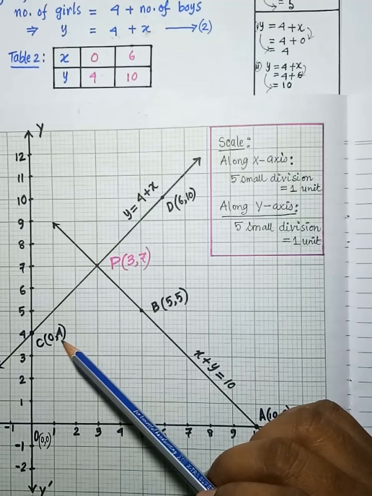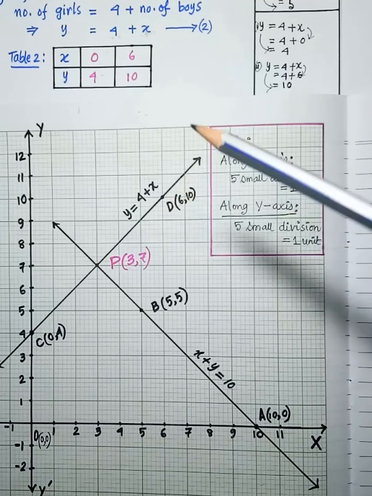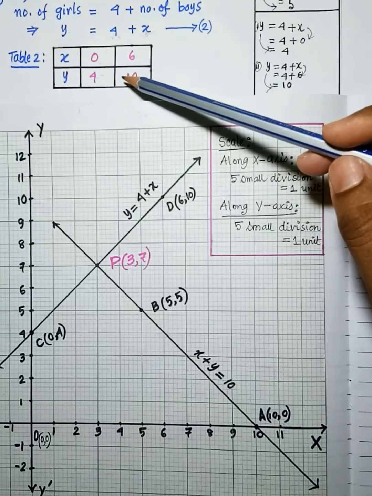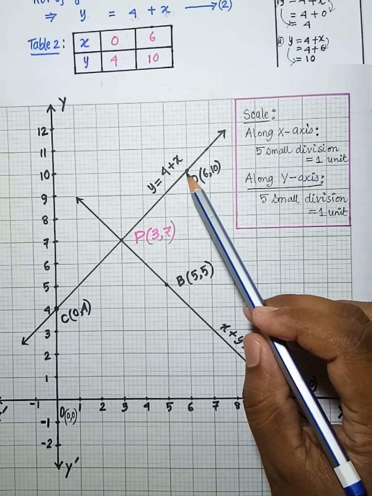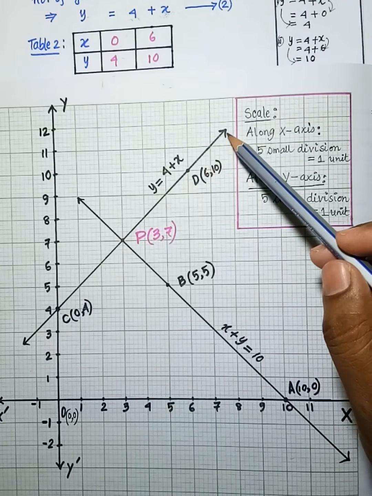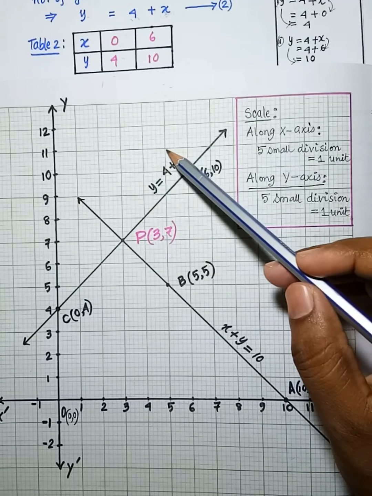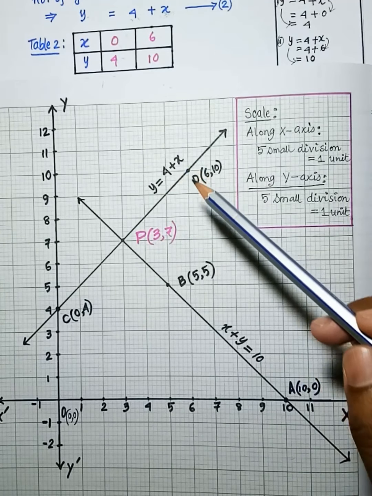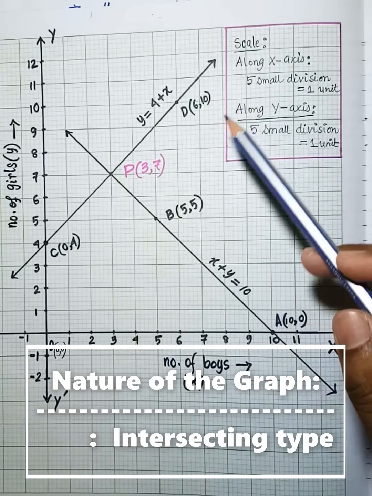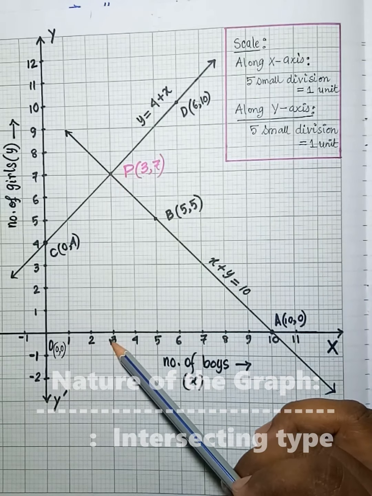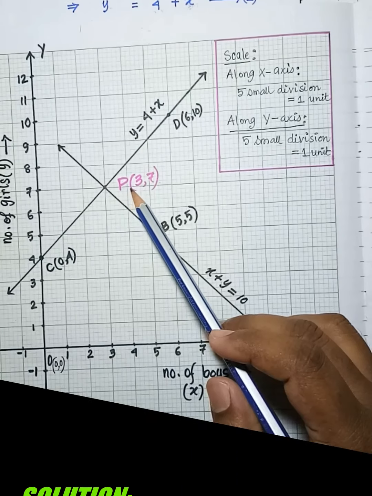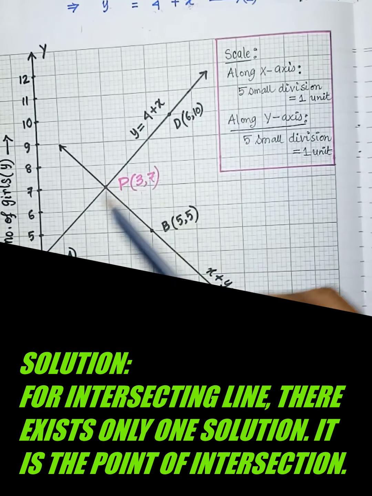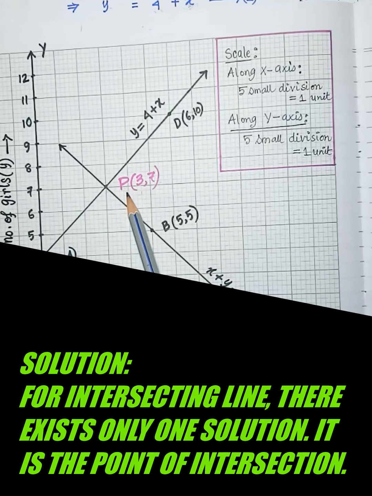C (0, 4) and D (6, 10) are the two solutions of equation 2 from table 2. Now through C (0, 4) and D (6, 10), this is the second straight line with the corresponding equation y equal to 4 plus x. The two graphs intersect each other at point P, whose coordinates are x value 3, y value 7. So P (3, 7), and P is the only point which is on both the lines. Therefore, this is the required solution of the given equations.